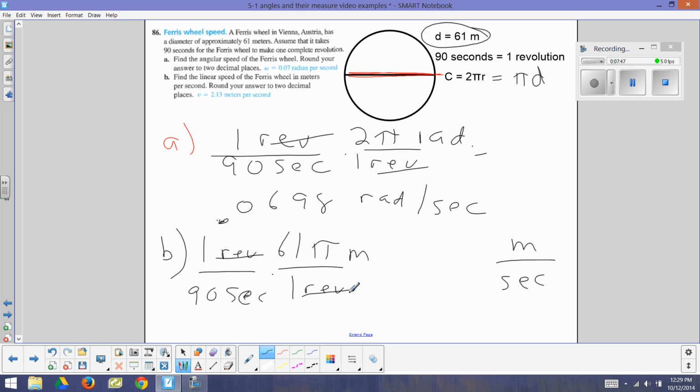So now I'm at meters per second. Let's put it in our calculator. You have 61 pi on the top, and on the bottom you have 90 seconds. When you put that in your calculator, you'll get about 2.129, I'm just calling it 2.13 meters per second.